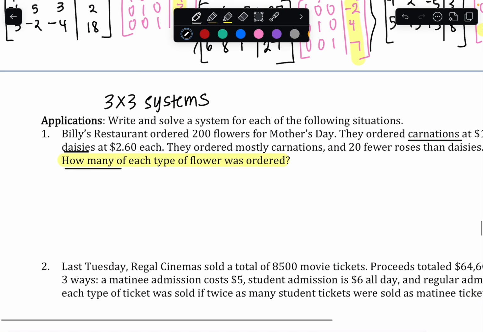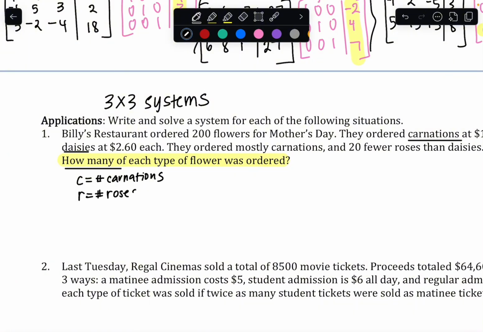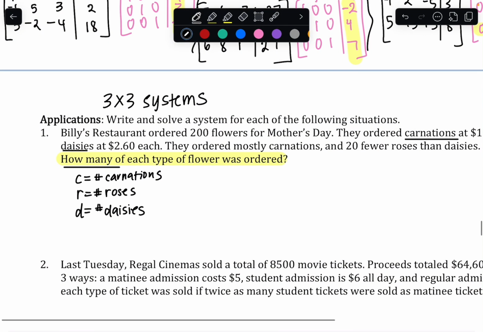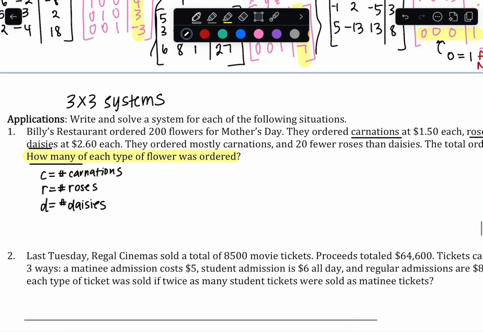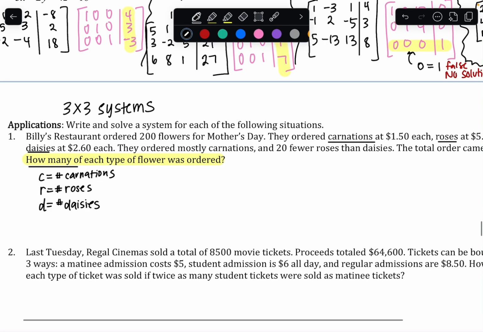I'm going to let C be the number of carnations, and then R be the number of roses, and D be the number of daisies. Okay, so first step, define your variables to be what you want to know. And then that's going to make writing the equations easier.